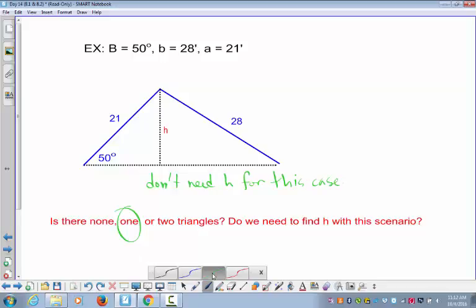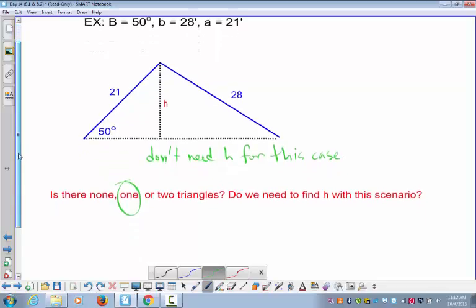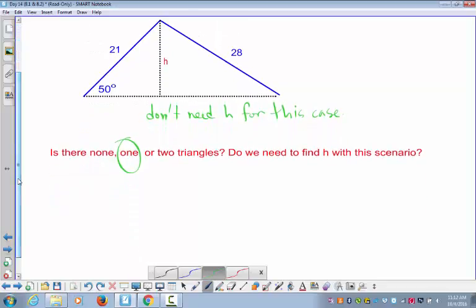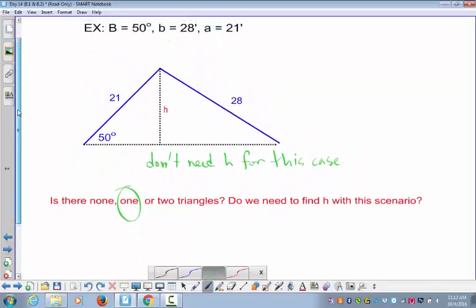All right. Everybody see that? We don't need h, because that second side is longer than the first side. All right, one triangle only to solve for. Let's label the unknown pieces.